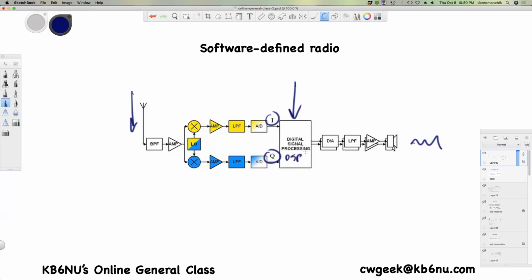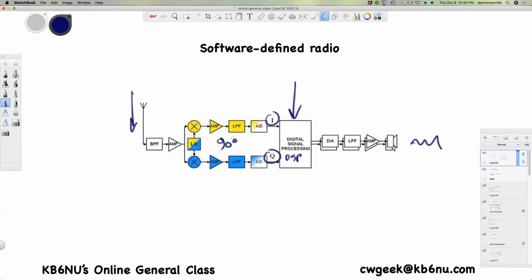So question, what is meant by the term software-defined radio? Answer, a radio in which most major signal processing functions are performed by software. Question, what is the phase difference between the I and Q signals that software-defined radio equipment uses for modulation and demodulation? Answer, 90 degrees.